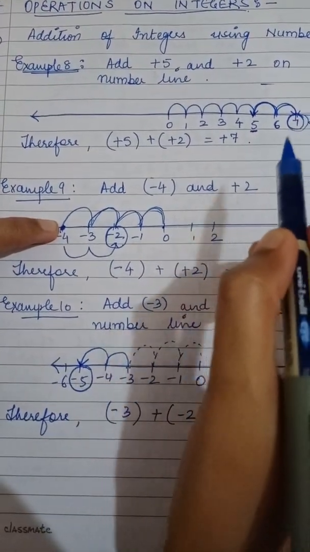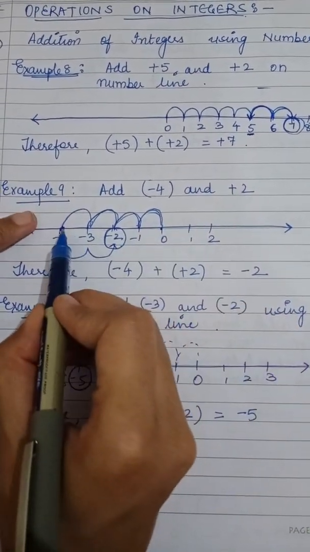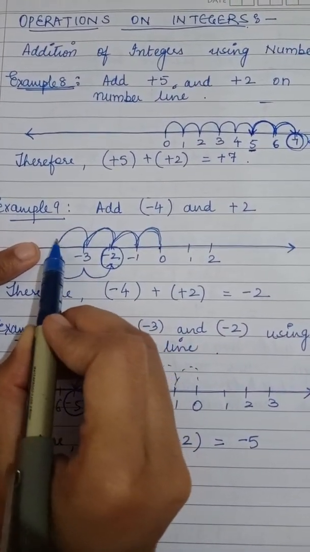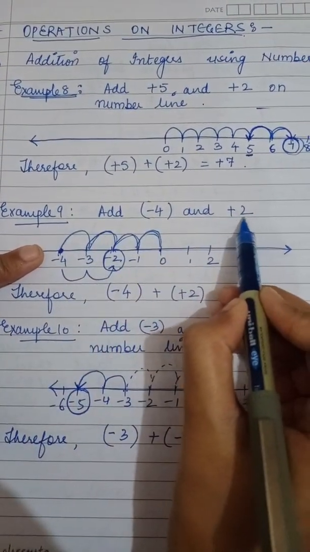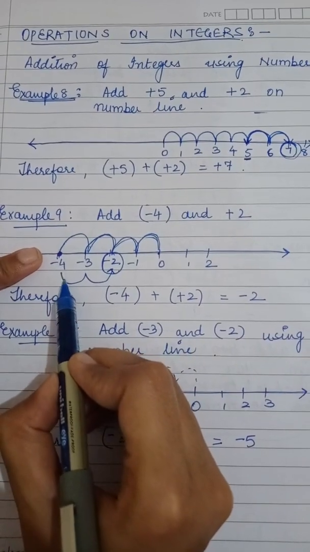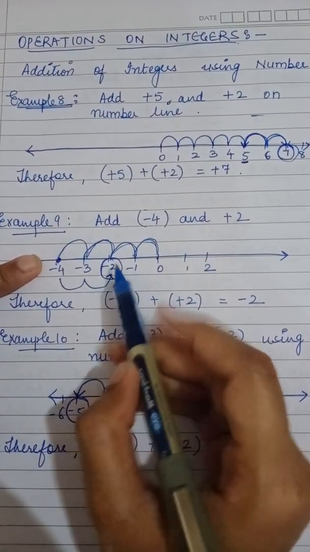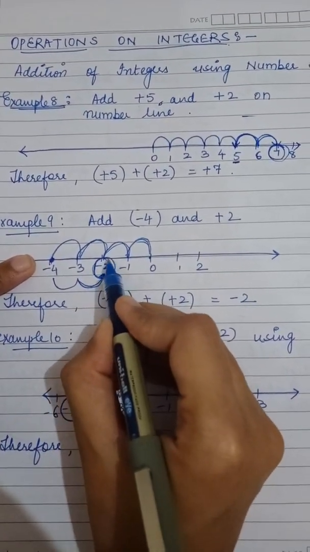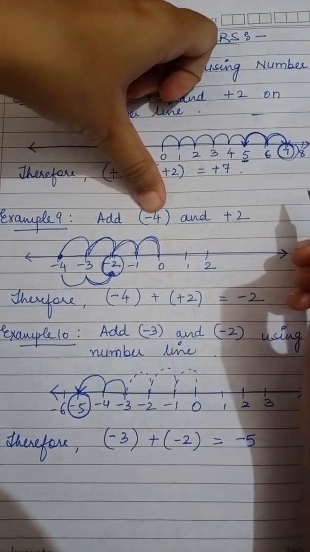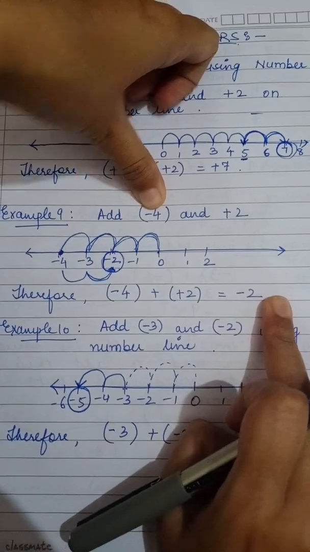Now I have to add what? Plus 2. Plus means to the right side. I am going to move from -4 to the right side. And how many moves am I going to go to the right? 2, because here is plus 2. Plus means positive, that means right side, and 2 means 2 moves I am going to go forward. -3 and then -2, where I reached -2. So if I add -4 and plus 2 on the number line, I am going to reach -2.